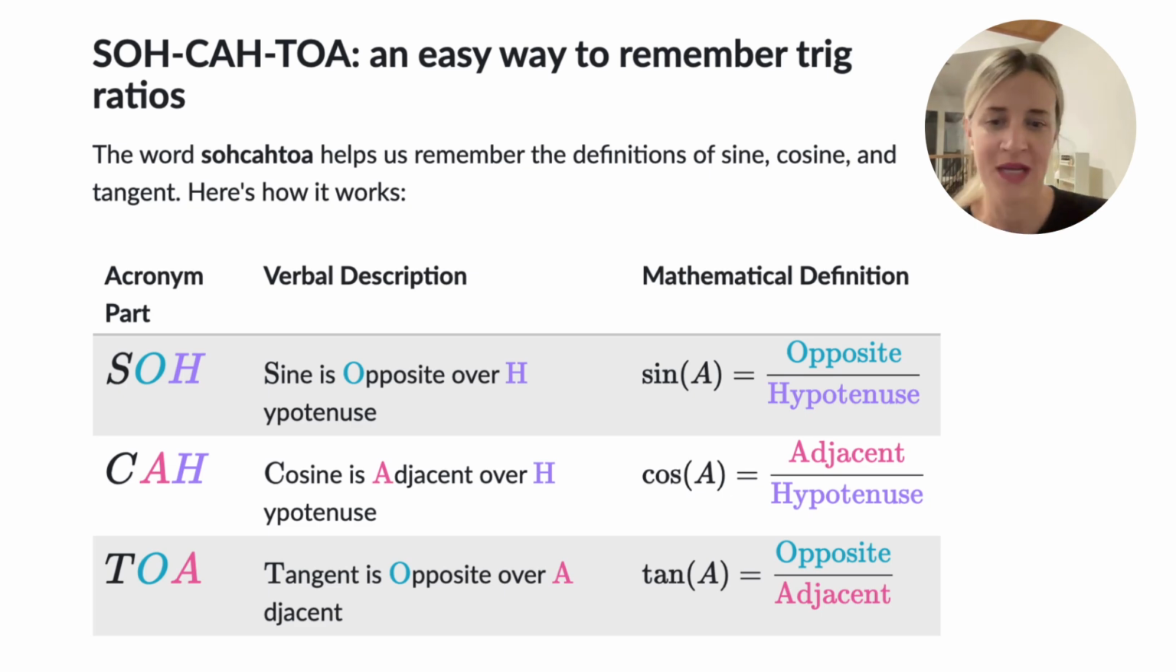TOA, tangent is opposite over adjacent. So TOA, tangent, opposite over adjacent. So sine opposite hypotenuse, cosine adjacent hypotenuse, tangent opposite over adjacent. If you remember SOHCAHTOA, you can remember which ones go with which. Also, you can use your notes.